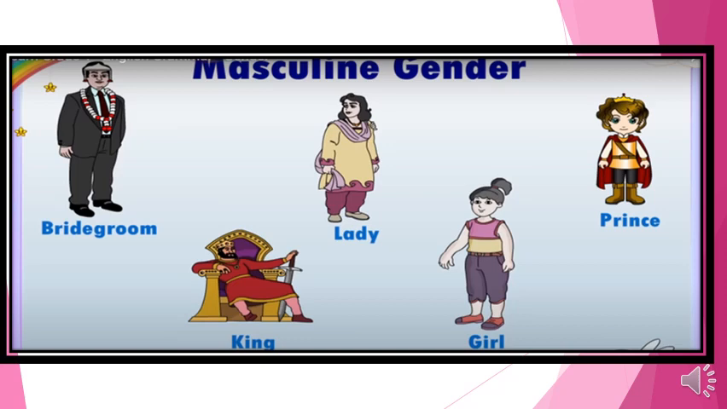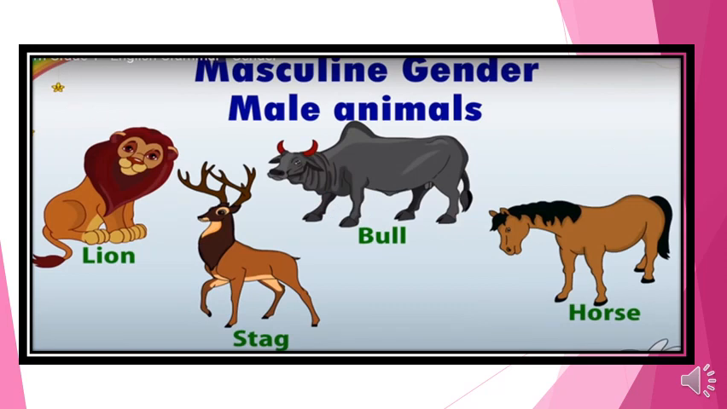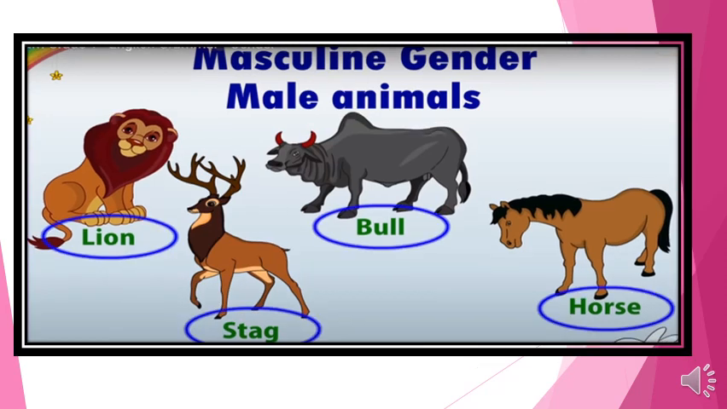Can you identify? Take your time, dear students. I'm waiting. You have done. Very good. Let's see. Yes, you are right. So bridegroom, prince, and king are masculine gender. Now have a look at all these masculine genders. These are the male animals. Lion, stag, bull, and horse. So all these are masculine animals.